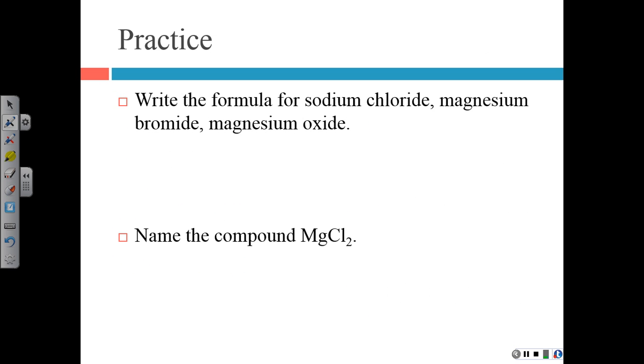Okay, let's do the bottom one first. Let's name MgCl2. First look here, we have magnesium, it's in group 2, and we have a nonmetal. So we know it falls under this classification 2. All right, so how are we going to name this? Exactly. It is not magnesium dichloride. It is just magnesium chloride.